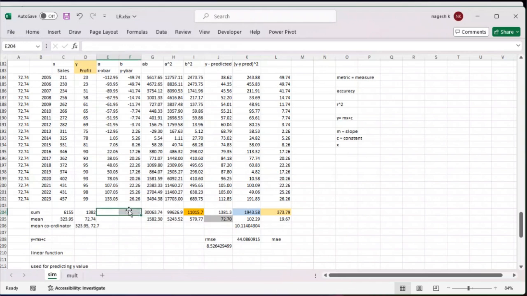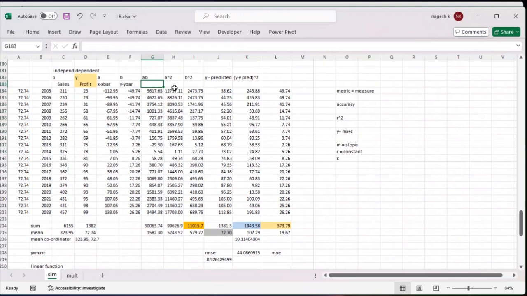These values are equivalent to 0. That is why let us take the squares of these. Let us take a multiplied by b also. That is x minus x bar multiplied by y minus y bar. That's what ab indicates. And take a square also and b square also.